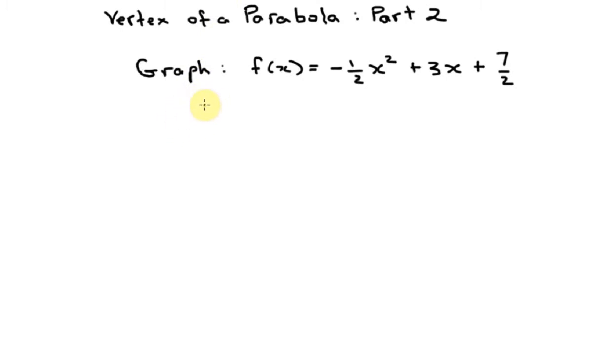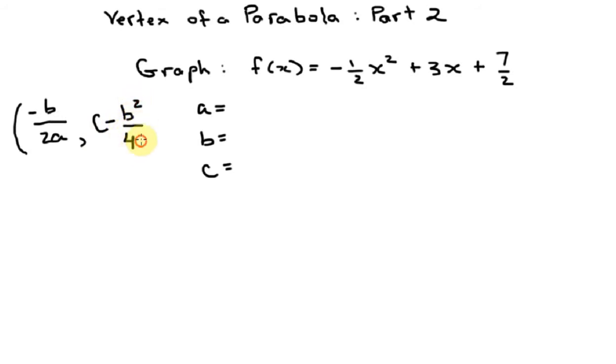So I'm going to first of all identify what is A, what is B, and what is C. And then I'm going to plug them into this formula here, which gives us the vertex. I'm just going to write it over here. That formula is negative b over 2a. And then this part, remember, there were two components to it. It was c minus b squared over 4a. So that's this little vertex formula.